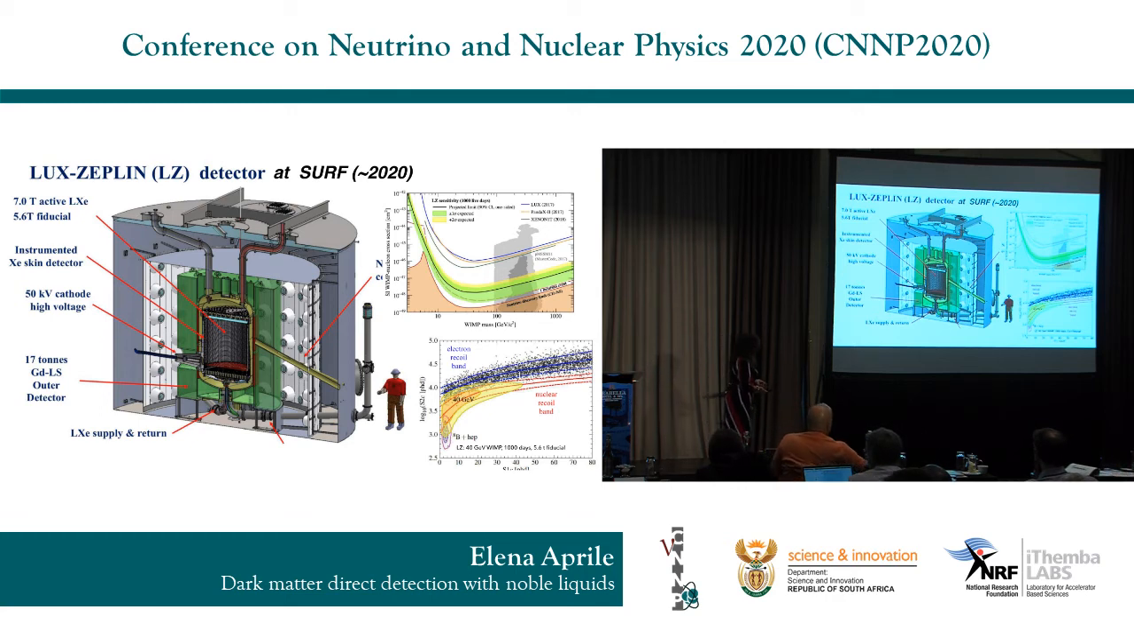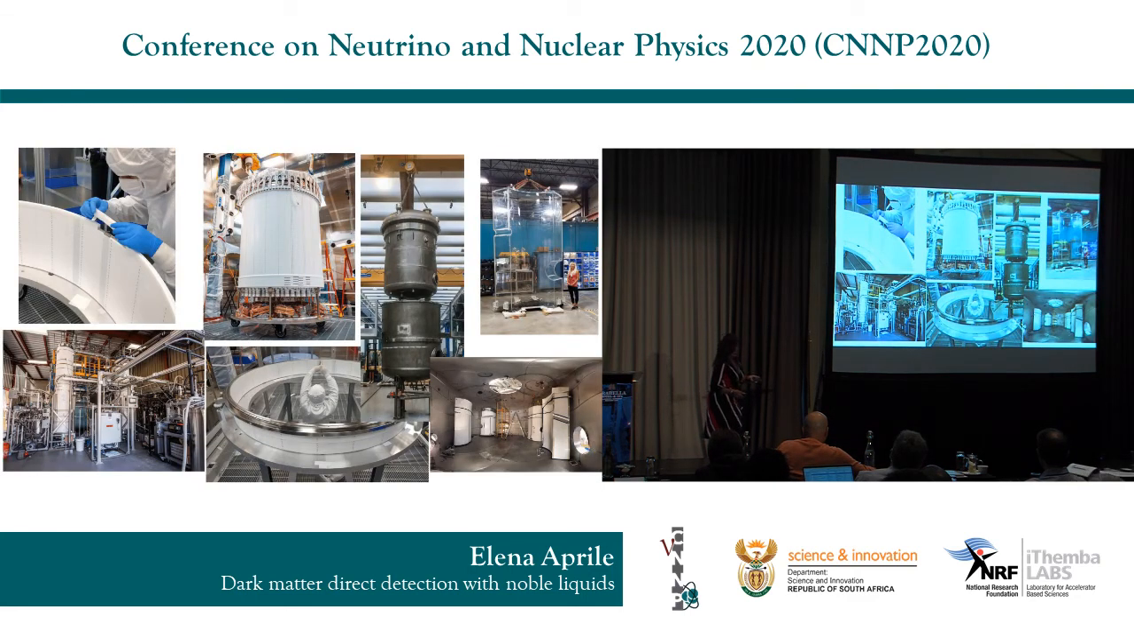This is another liquid xenon two-phase TPC with a different type of shielding, but essentially it's the same principle. And the goal is to have 7 ton active, so a bit larger than XENONnT, and they claim 5.6 ton fiducial. So LZ is going very fast in assembling. There are a lot of pictures we get from each other, so they're assembling the detector and the infrastructure.